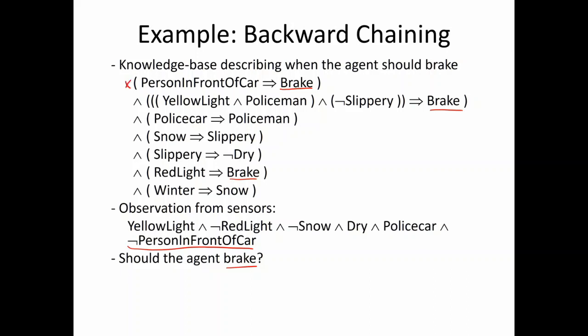Let's look at the third one. Red light is not true, so we can't use that either. Okay, look at the second one. We know that the yellow light is true. We're not sure about policeman, and we're not sure about not slippery. So then we look at implications with policeman as a conclusion and check the premise.